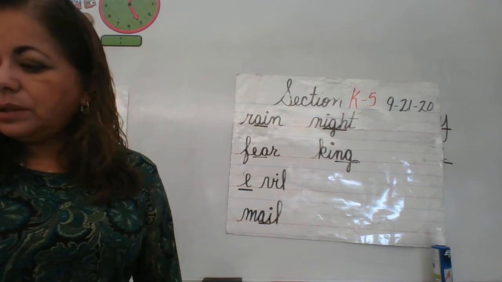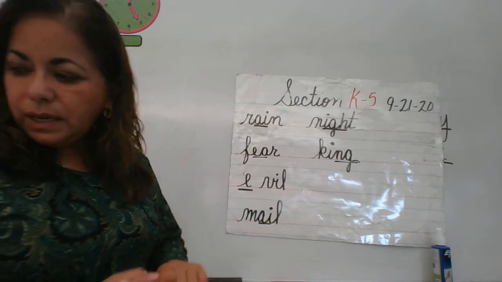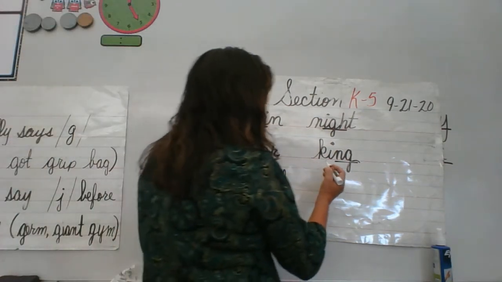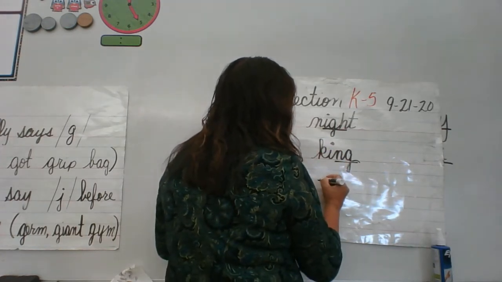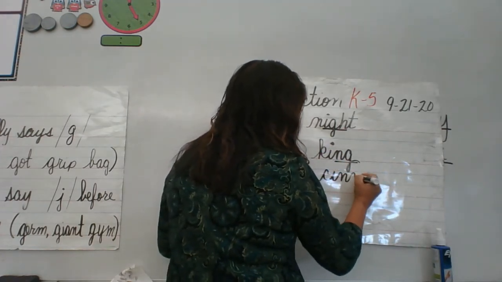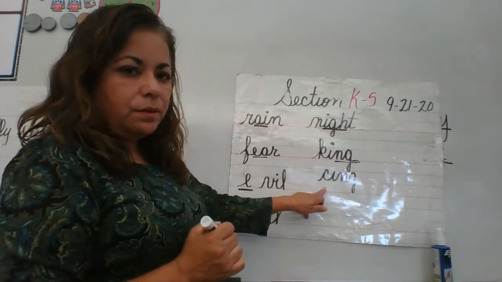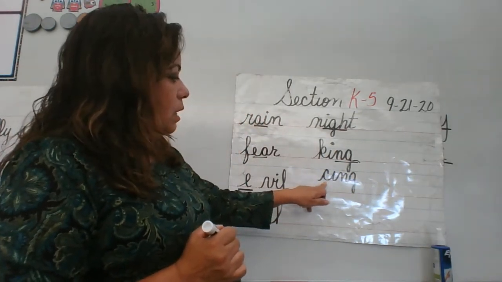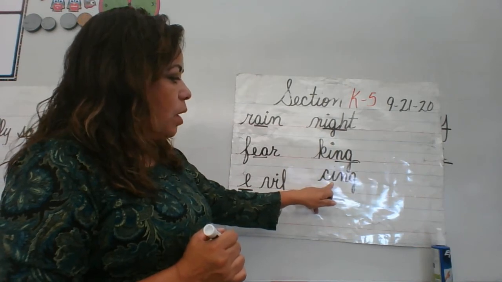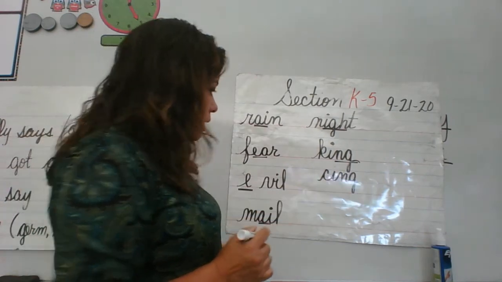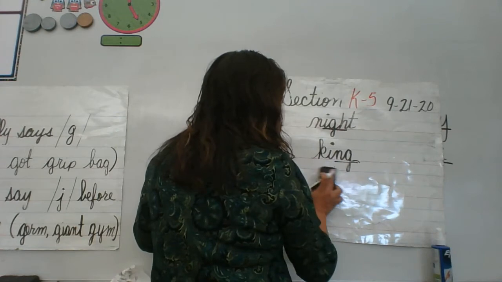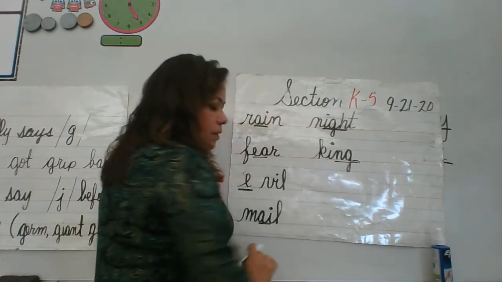We cannot use K in here. Why can't we use ka, I? Why can't we write it like this? K. Remember the rule? Ka before a E, I, or Y says, it would say sing. So we don't use that, right?